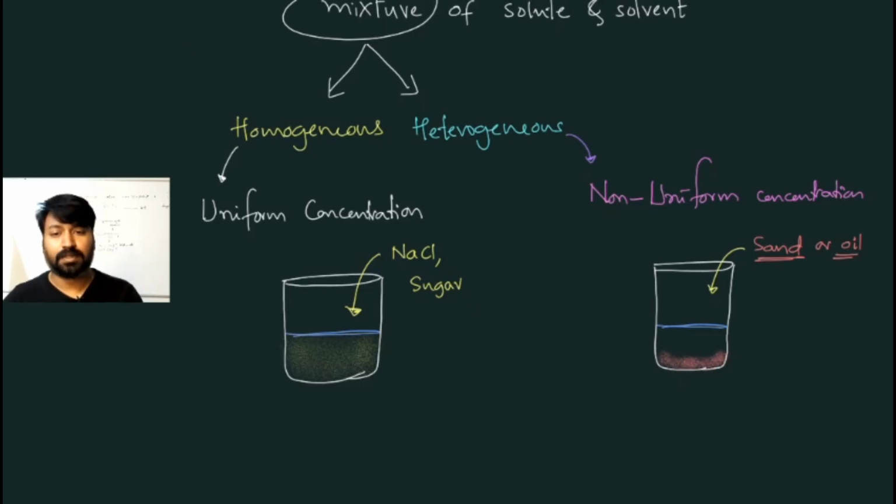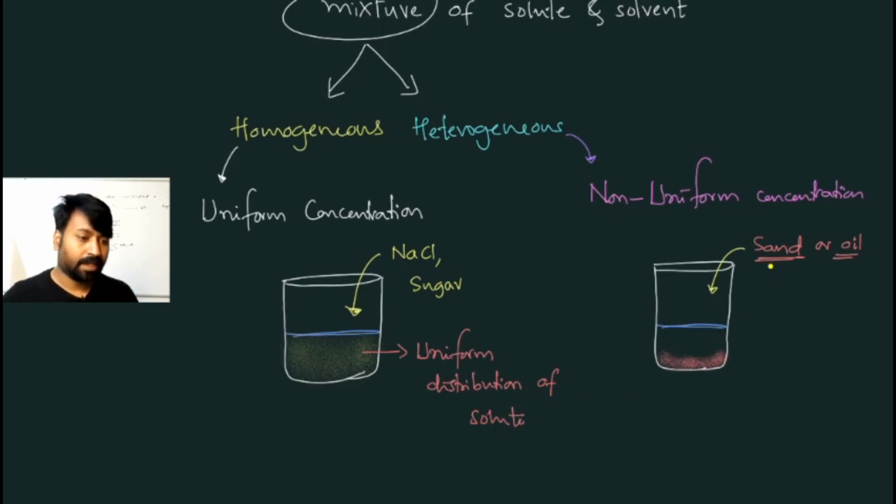So if I talk about concentration uniformity, here there is a uniform distribution of salt, or solute. Generally, salt is called a solute, right? And here at the bottom we have sand and above we have water, and therefore it is a non-uniform distribution of solute.